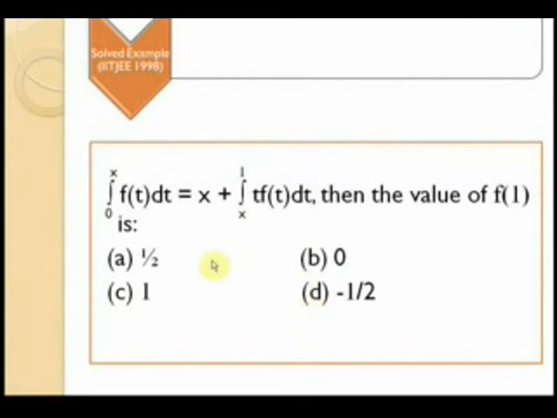So in this problem we have been given this equation, which is the integral of f of t dt from 0 to x is equal to x plus the integral of t times f of t dt from x to 1.